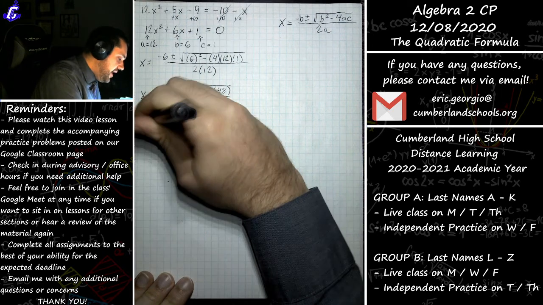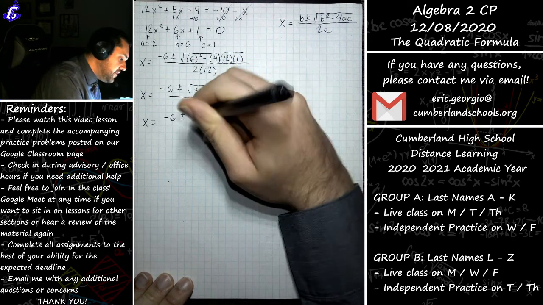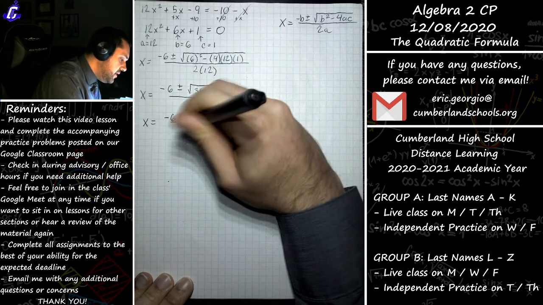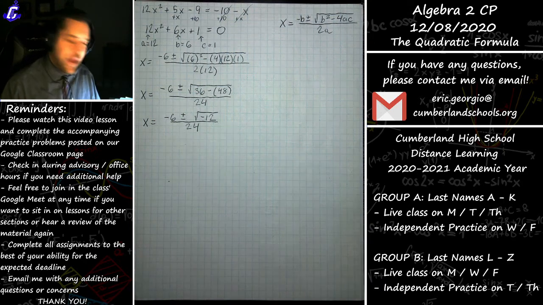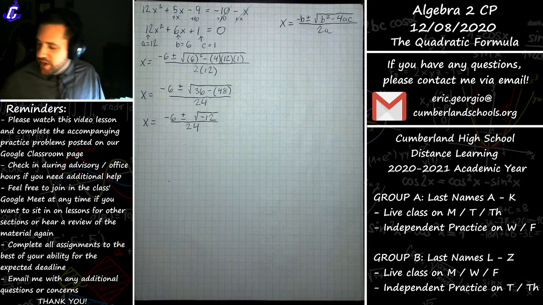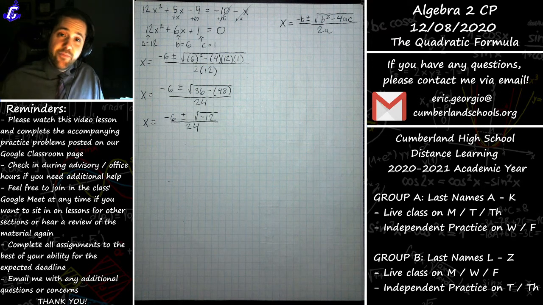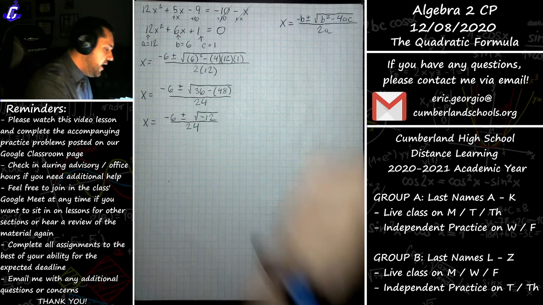Continuing, I would get x equals negative 6 plus or minus the square root of 36 minus 48. That's the square root of negative 12 over 24. Rats. Well, rats. I have the square root of negative 12. Problem? Well, maybe just for a second, but after that you'd say, oh, wait a minute. I know how to deal with this.